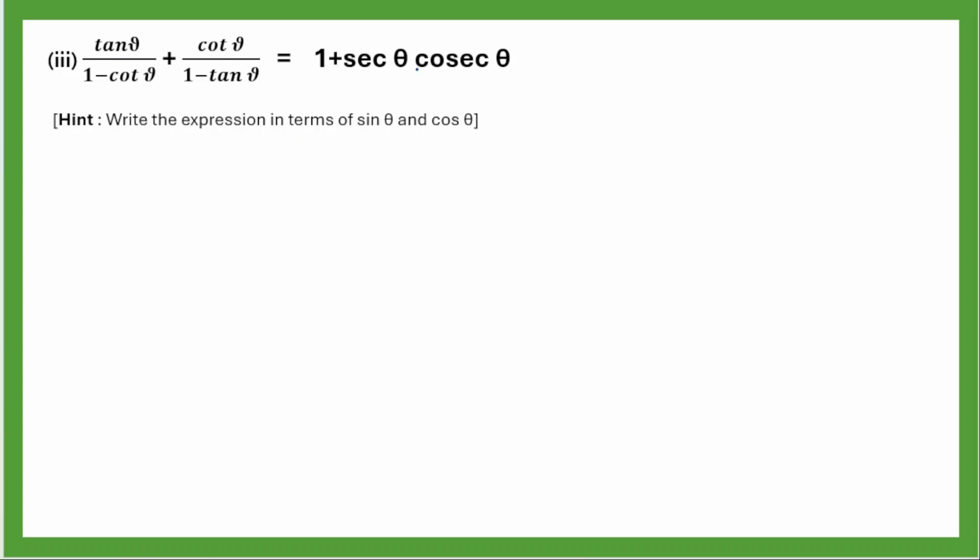Hence proved. Now, this is the question in which a hint is given to you. You have to write the expression in terms of sin theta and cos theta. Why do you have to write in terms of sin theta and cos theta? Because here we have sec theta and cosec theta, which are reciprocals of cos and sin. So we are going to write tan theta as sin theta divided by cos theta, and we are going to write cot theta as cos theta divided by sin theta.